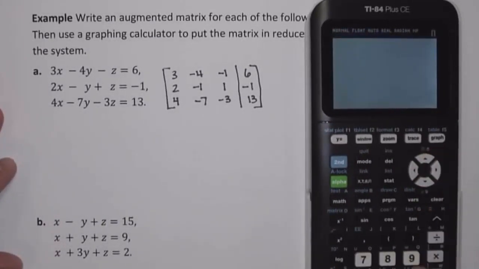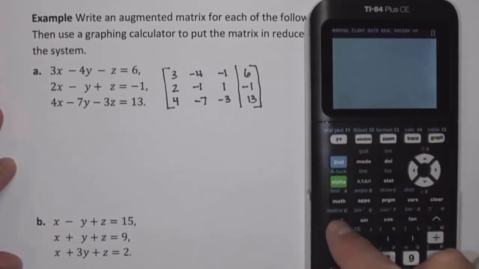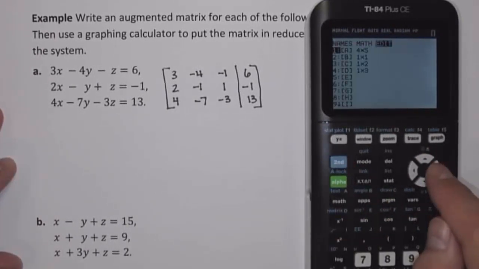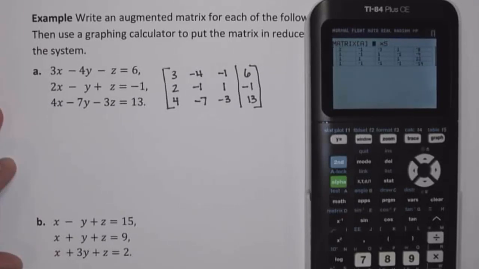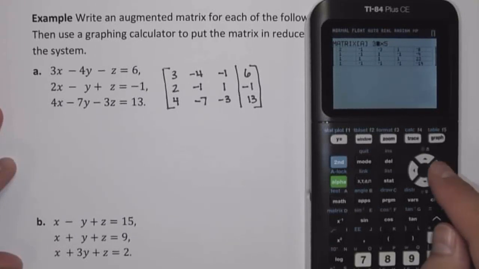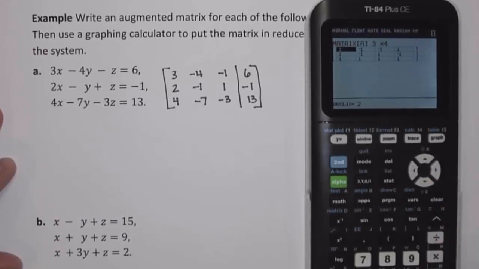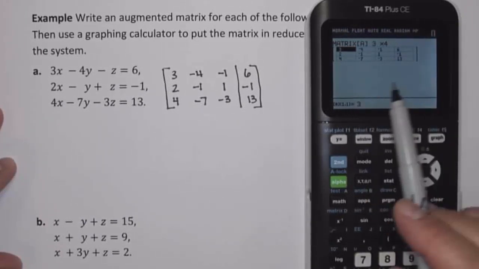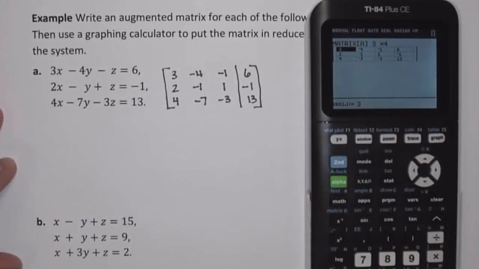So I bring in my calculator. I'm going to go to the matrix button, so second, matrix. We're going to edit, and I'm going to use matrix A. In this case, we have 3 rows and 4 columns, so I have to tell the calculator that we have a 3 by 4 matrix, and then I'm going to fill in our values. So 3, negative 4, negative 1, 6, 2, negative 1, 1, negative 1, 4, negative 7, negative 3, and 13. So I have my matrix entered into the calculator.